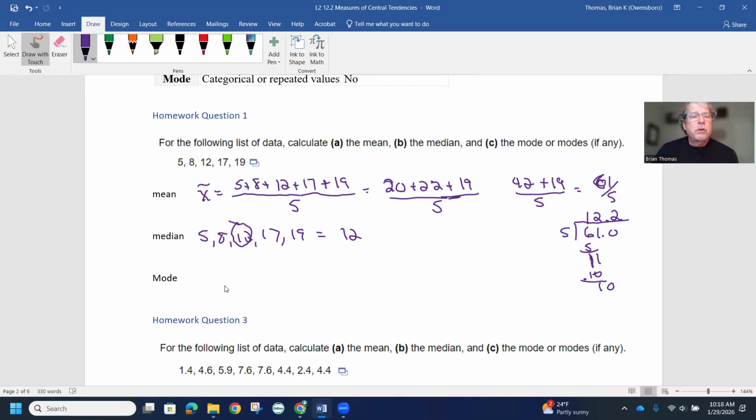Now notice there is no common number. There's no repeating number anywhere. All the numbers just repeat once. So since all the numbers just repeat once, we would say this does not have a mode.